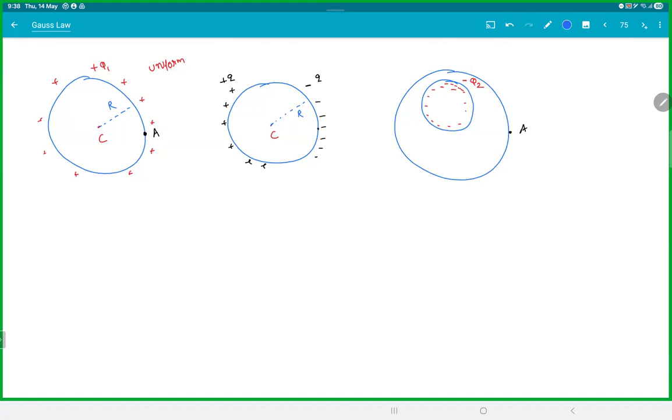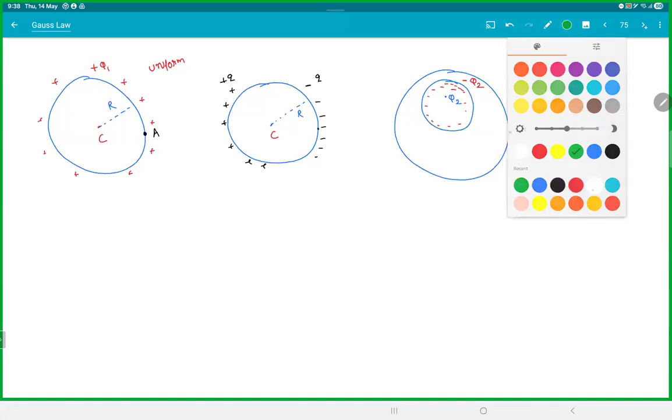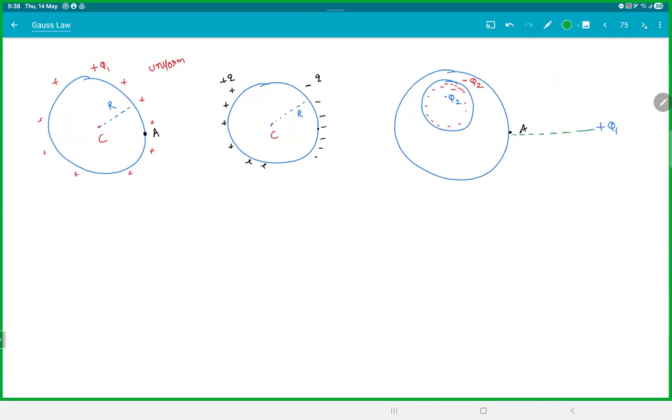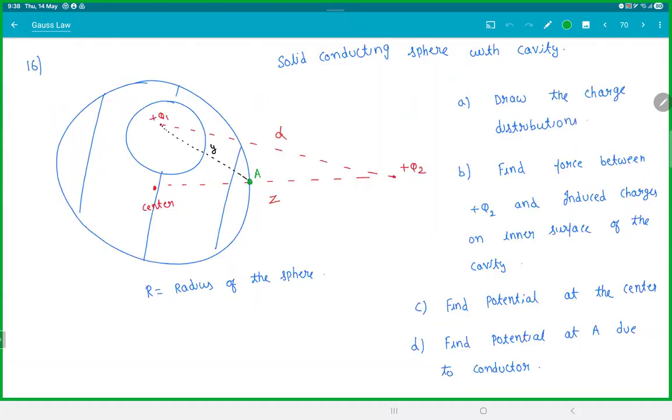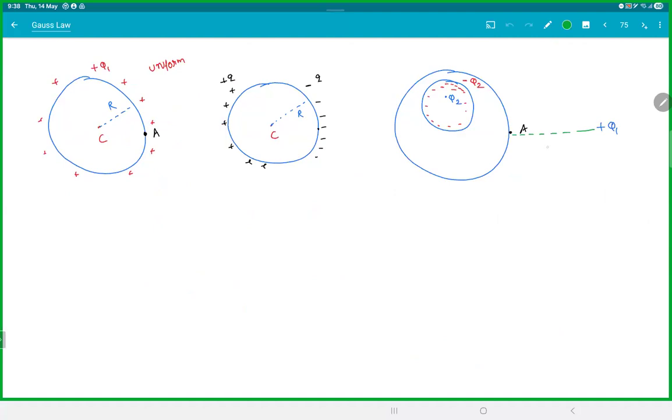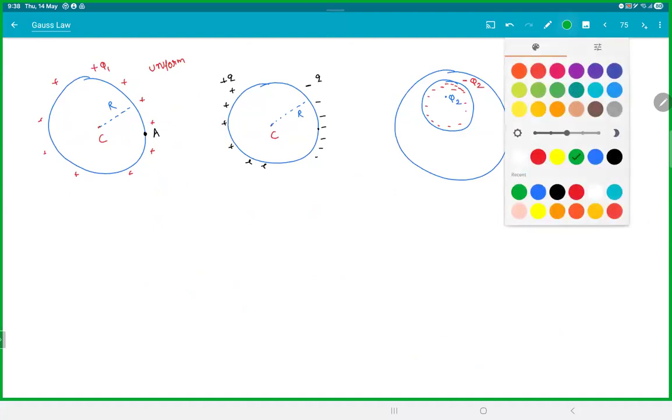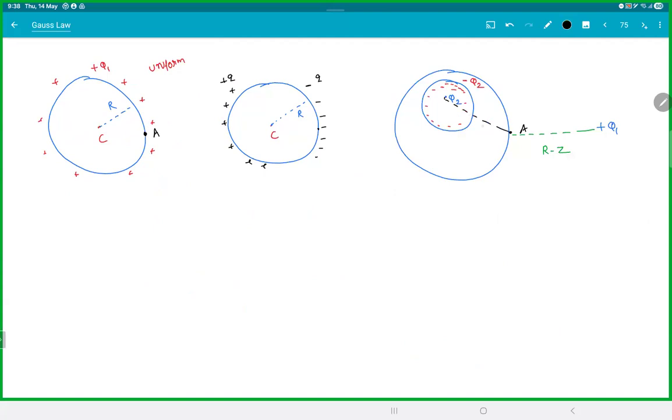Okay with this. Now what I can do is actually reverse. Instead of finding due to these three people, I will take Q2 here, Q1 here, and I'll take due to everyone. This distance will be how much? This radius was R and that was Z. So this distance will be R minus Z, and this distance was Y.